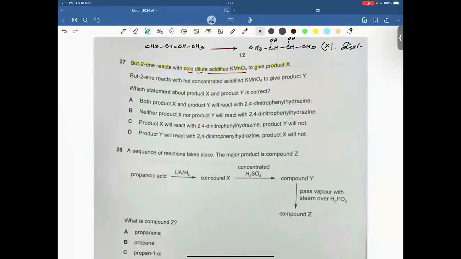On the other hand, if butene reacts with hot concentrated acidified KMnO4, it will give product Y. So when we have CH3, CH double bond CH, CH3, and it is reacting with hot concentrated KMnO4, obviously this double bonded CH will turn to COOH, so you will get ethanoic acid only. In fact, 2 moles of ethanoic acid.